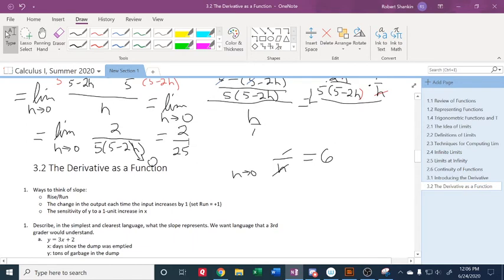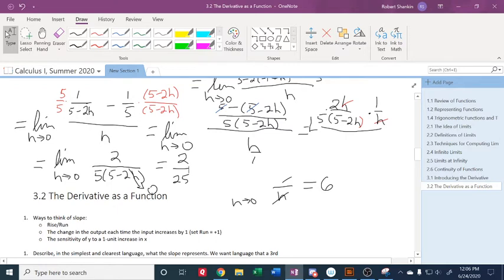Let me stop with questions here. I think I'm going to have time at the end of class, but I just want to make sure that I can get through today's section. So let's go to today's section next. But before that, were there any other questions on this?